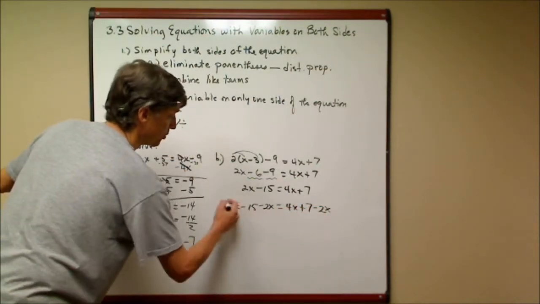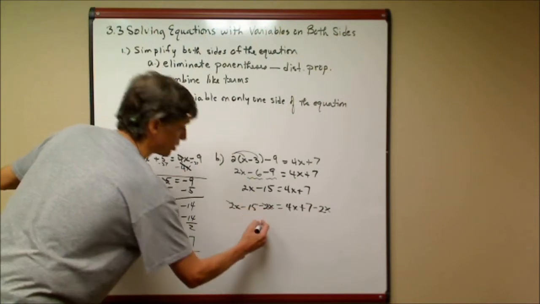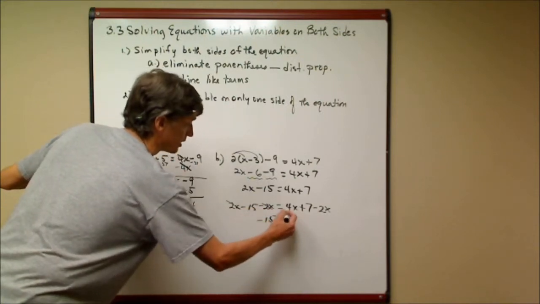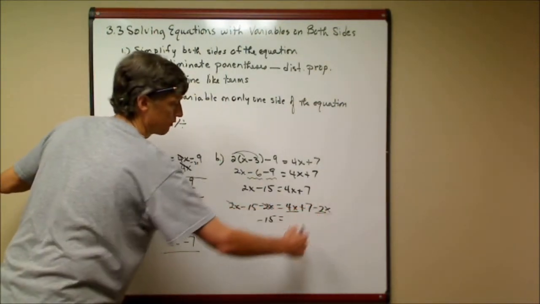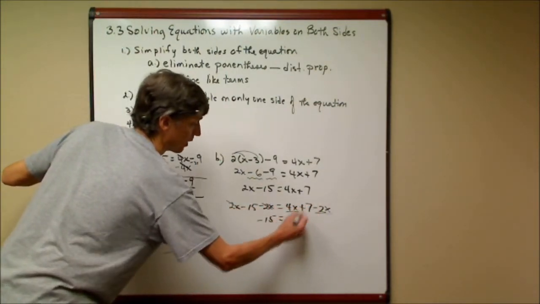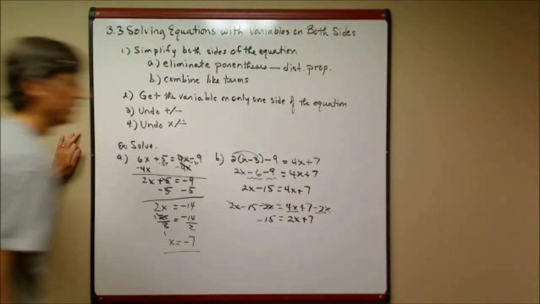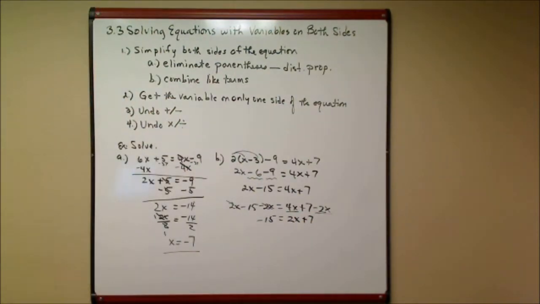2x and this minus 2x, those are going to cancel out. I'm going to get a minus or a negative 15. And then on the right side, I have like terms. A positive 4x and this minus or negative 2x is going to give me a positive 2x, and then don't forget the plus 7. Now my variable's on the right. That's okay. I can deal with that. I've got to get rid of the 2 and the 7.